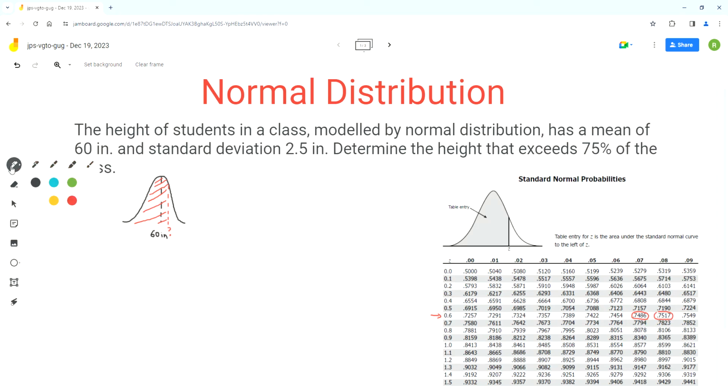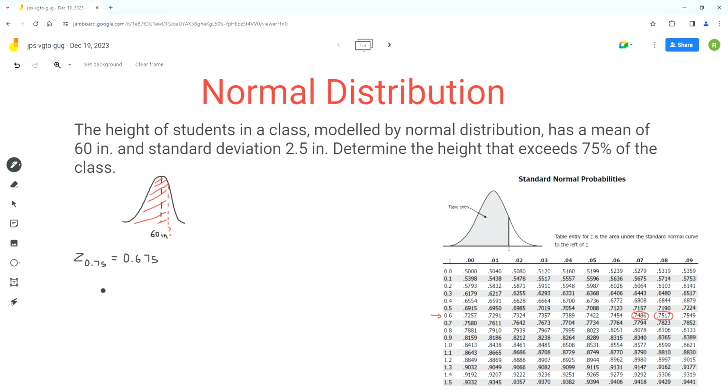So we write the Z-score for 0.75, which is equal to 0.675.